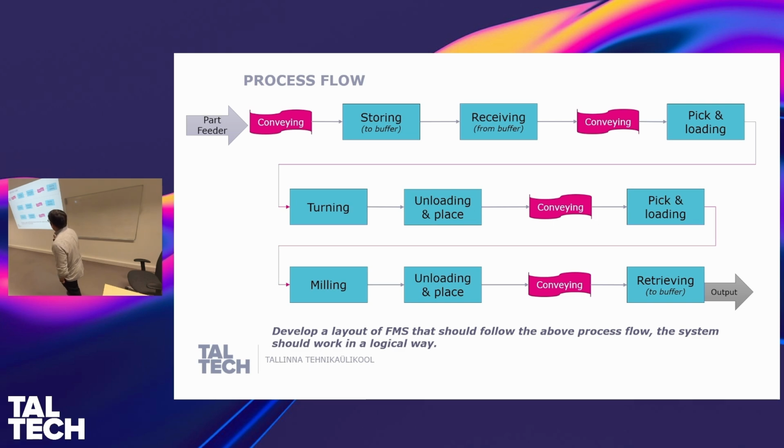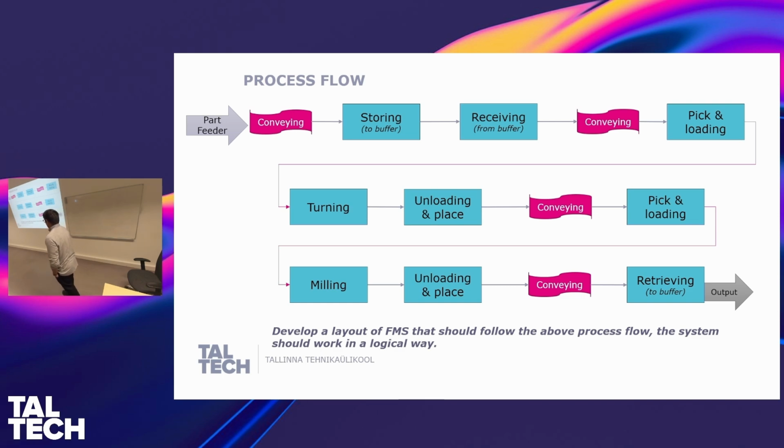Then we have receiving. It means that from the buffer we take it to the production area, conveying the product through a conveyor, pick and loading by, let's say, one robot we can use over here. Then we have the turning process, unloading and placing to the conveyor. Then we have pick and loading by, let's say, a second robot, and then the milling process, then unloading and placing by the second robot and conveying, and after that retrieving to the buffer output.